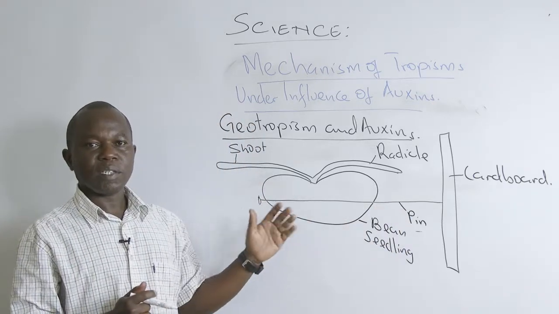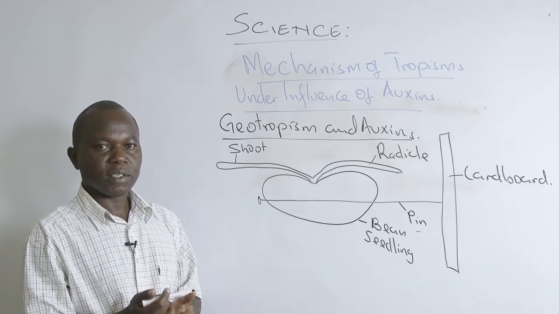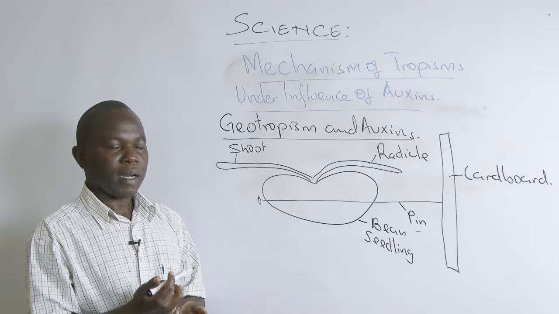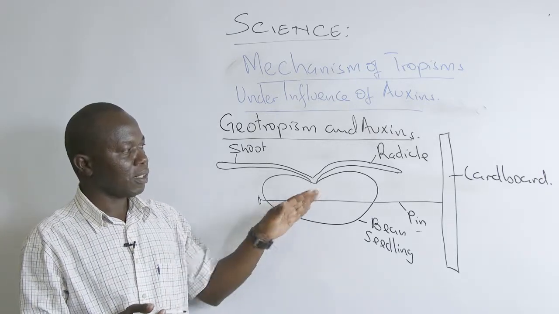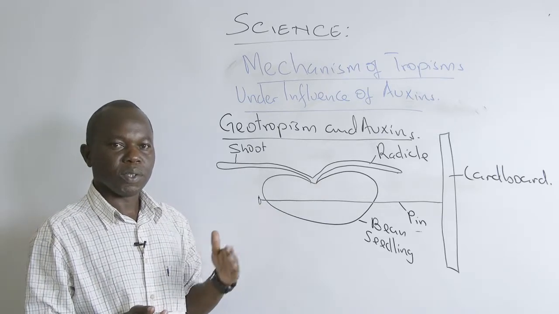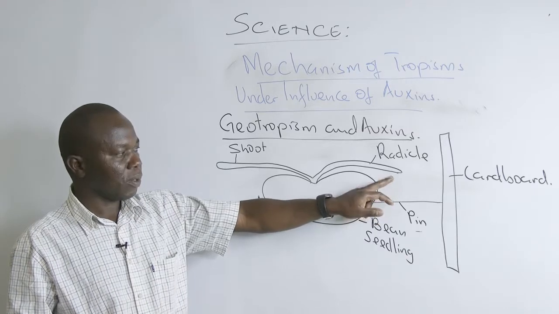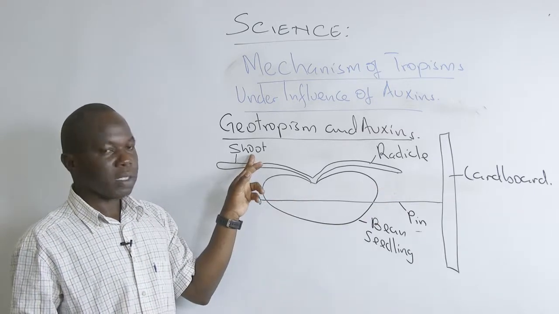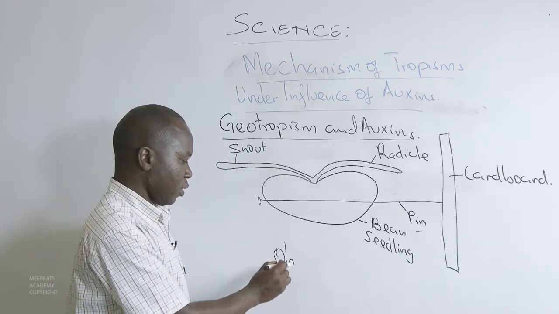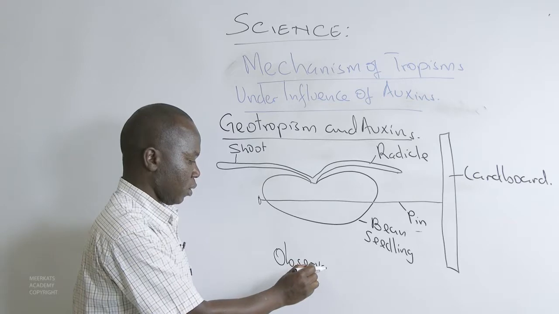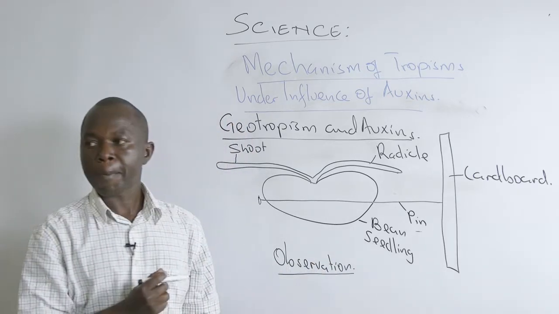And then what you do, you leave this in a moist environment or in a room, under room conditions. What will happen is this: you realize that after 2 or 3 days, the radicle will start growing downwards, while the shoot grows upwards. So this is the observation from this illustration. This is what you are going to observe.